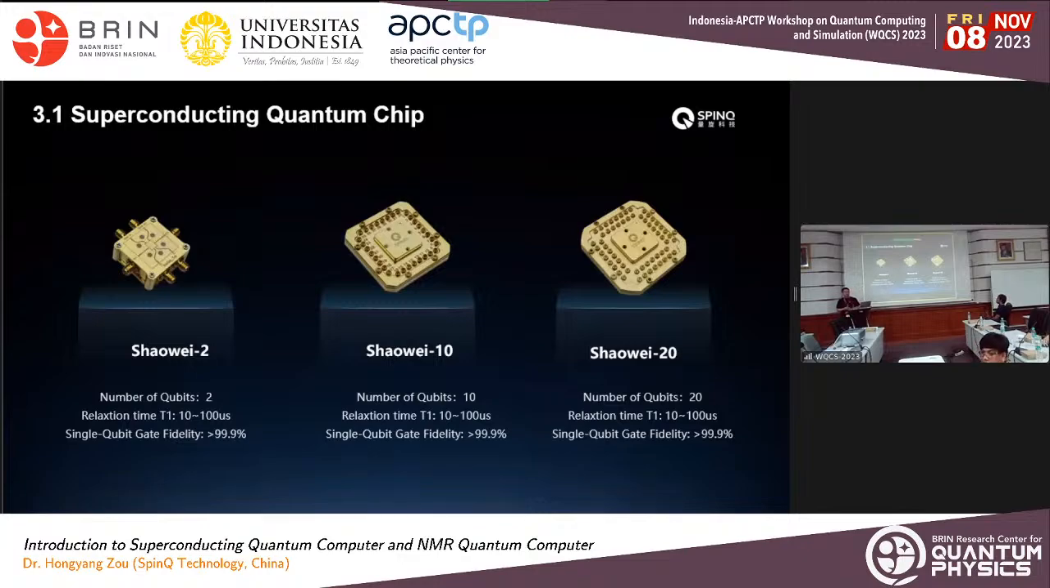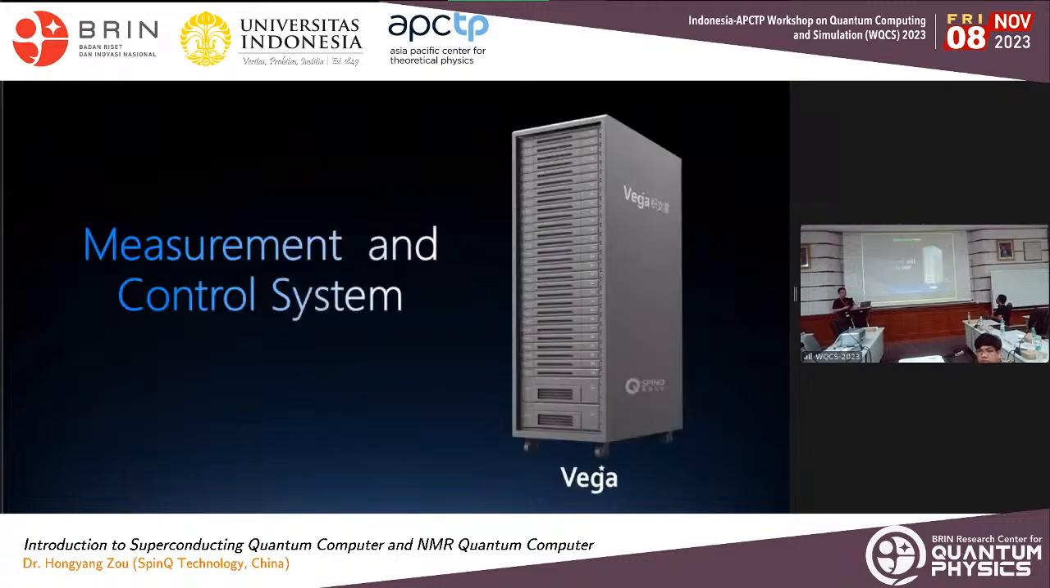Now, our customer-available superconducting quantum chips have up to 20 qubits, and the single-qubit gate fidelity is higher than 99. Now let's move on to the next chapter.